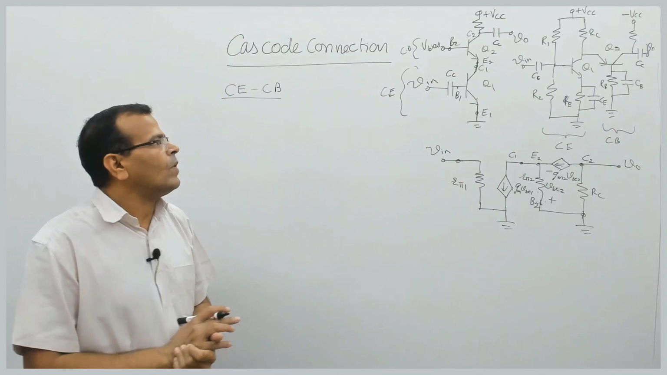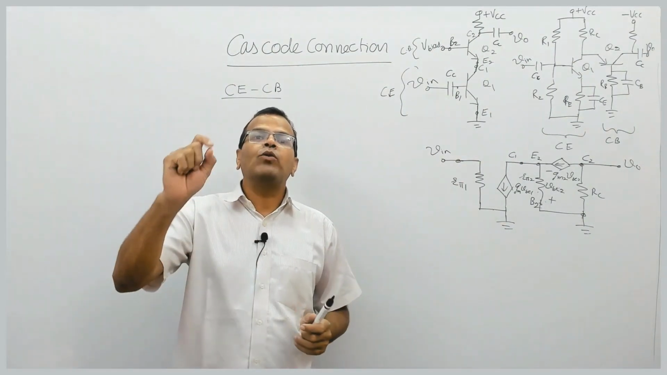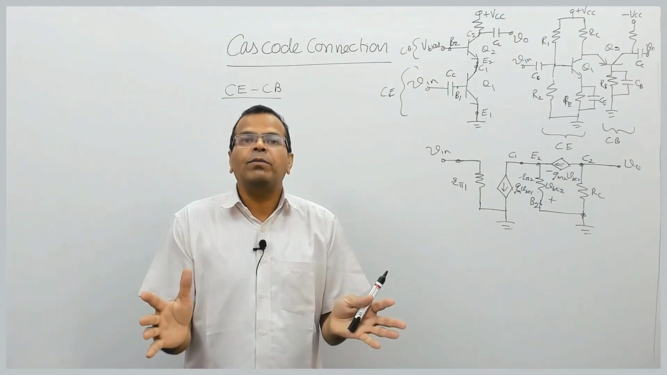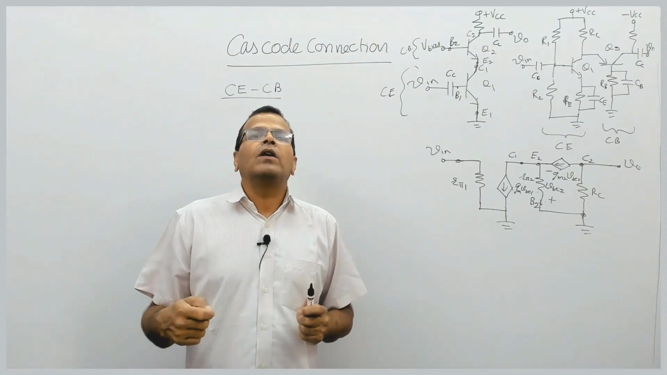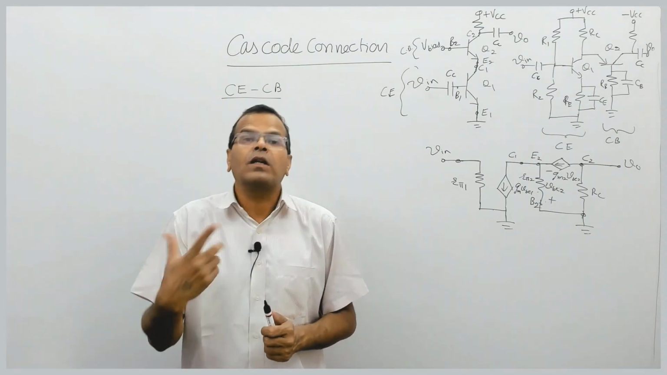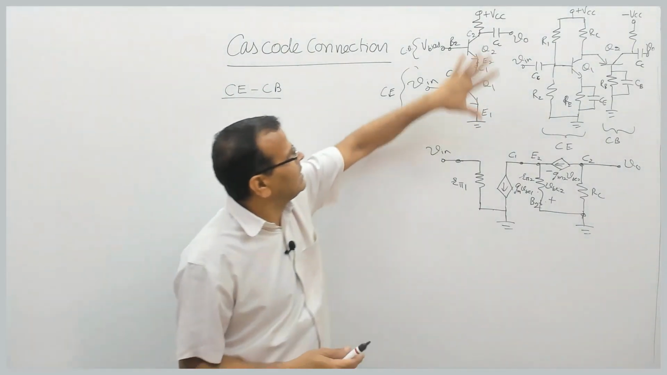Fine. Most of the time the question is that you may have to identify the circuit. That is the only type of question most of the time. But there were a few questions in GATE as well where you had to find out the transconductance of the cascode combination. Fine. So here, please see the circuit carefully.